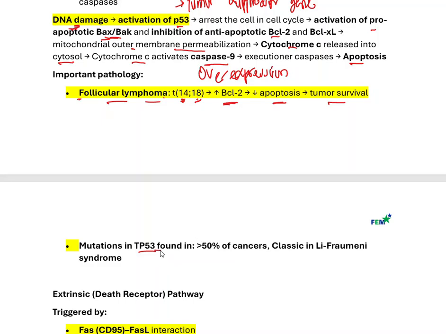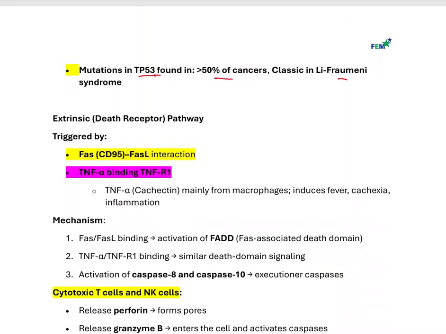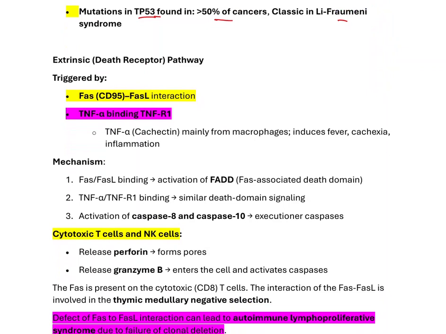And that's why mutations in p53 have been seen in a lot of cancers, and it is also classically related to what? Li-Fraumeni syndrome. Li-Fraumeni syndrome is a condition whereby the patient has multiple malignancies. The same patient could have sarcoma, lymphoma, squamous cell carcinoma, multiple cancers at the same time. So if you see a question on the exam describing a patient who has multiple malignancies, always think of Li-Fraumeni syndrome related to mutation in the p53 tumor suppressor gene.